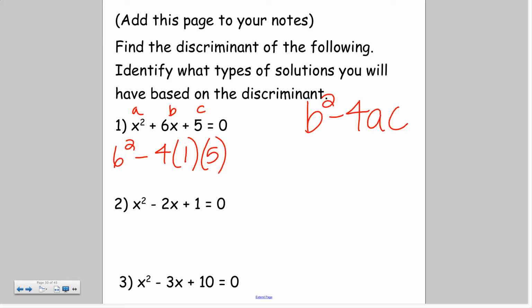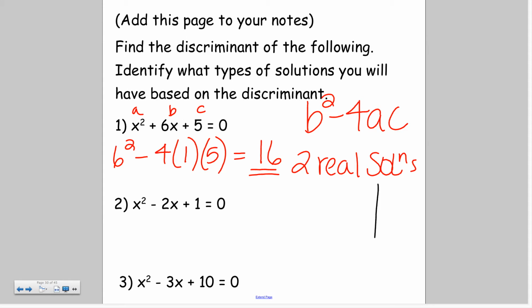Now, because I'm not dealing with a radical yet, I can plug that into my calculator. That's same old normal. When I do that, I get 16. 6 squared, 36, minus 20, 16. That discriminant right there, a positive 16, tells me that I'm going to have 2 real solutions if I were to go on and solve that problem. I'm going to have 2 reals, meaning if I graphed it, my parabola is crossing that x-axis twice.